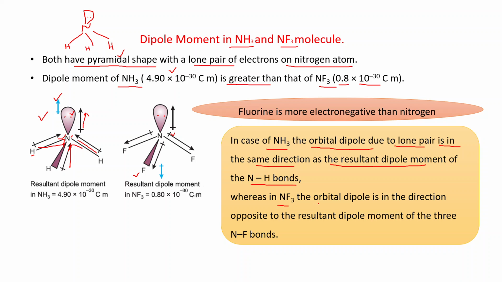Whereas in NF3, the orbital dipole is in the direction opposite to the resultant dipole moment of the three N-F bonds. You can see this is a lone pair of electrons. Its orbital dipole is in this direction, and now fluorine is more electronegative. That's why the bond dipoles of all these three bonds are opposite to the orbital dipole. That's why they cancel each other. They cancel somewhat, not completely. They cancel somewhat, and this is the net dipole moment of NF3, which is smaller than NH3. Okay.